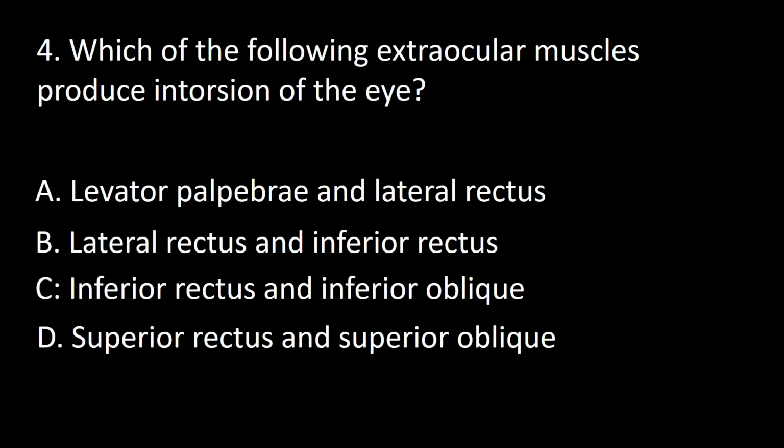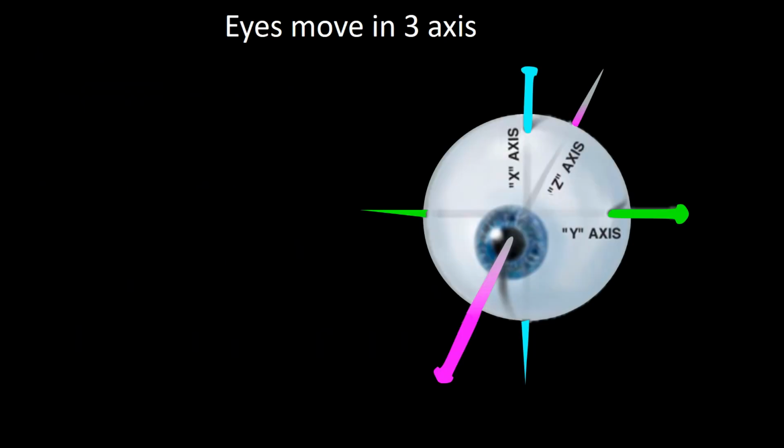Next question. Which of the following extraocular muscles produce intorsion of the eye? A. Levator palpebrae and lateral rectus. B. Lateral rectus and inferior rectus. C. Inferior rectus and inferior oblique. D. Superior rectus and superior oblique.